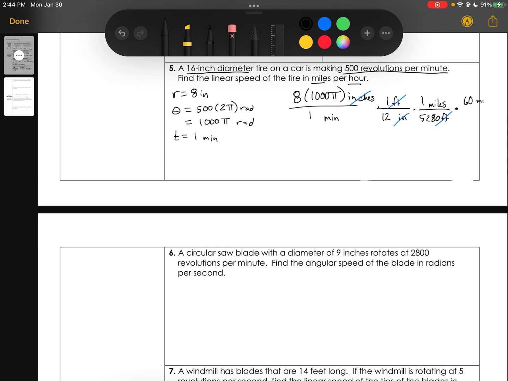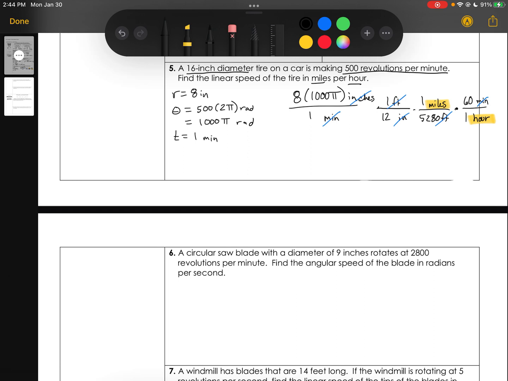The last thing that we have to do is we have minutes and we want per hour. So we'll change 60 minutes for every 1 hour. And if you're like, Reardon, why are you putting 60 on the top and not on the bottom? Because in order to cancel out, we need to have 1 on the top and 1 on the bottom. So we've canceled all of our units. The only ones that are left are miles and hours. So we know that we've done it correctly. We have miles left on top and hours on the bottom.